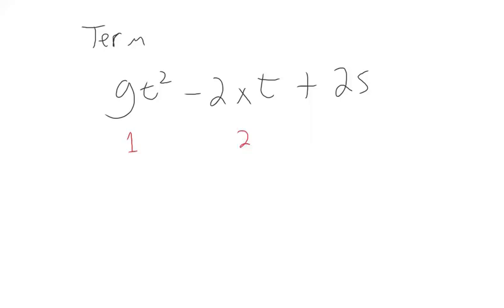Say we have gt squared minus 2xt plus 2s. There are three terms here. Here's our first, then our second, and our third. Notice in the first term, it's g times t squared. Then I have a subtraction. Addition and subtraction are what separate terms. And then my second term is 2xt, and that's all multiplication, so that's considered a term. And then I have my plus sign, so that separates that term from the last term.